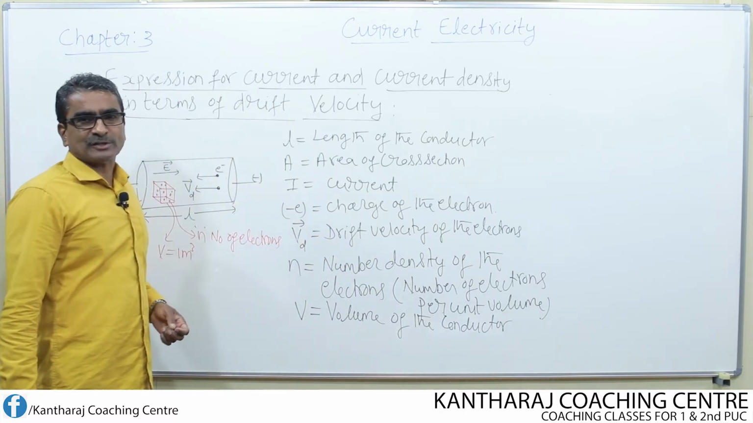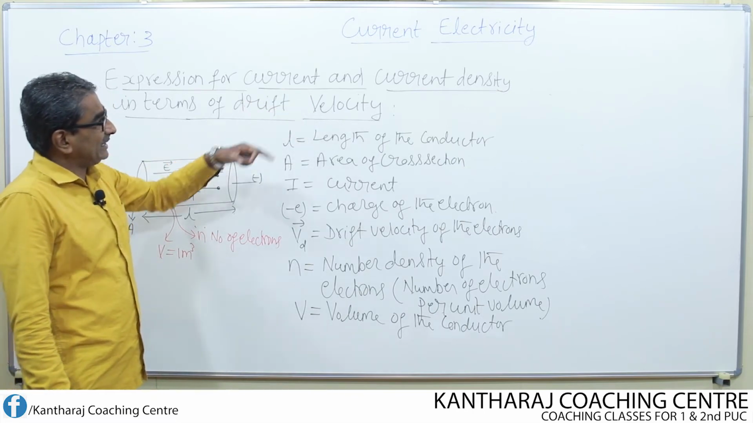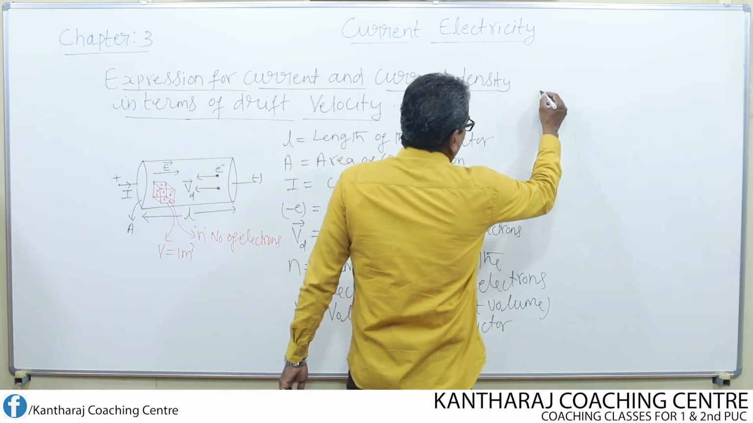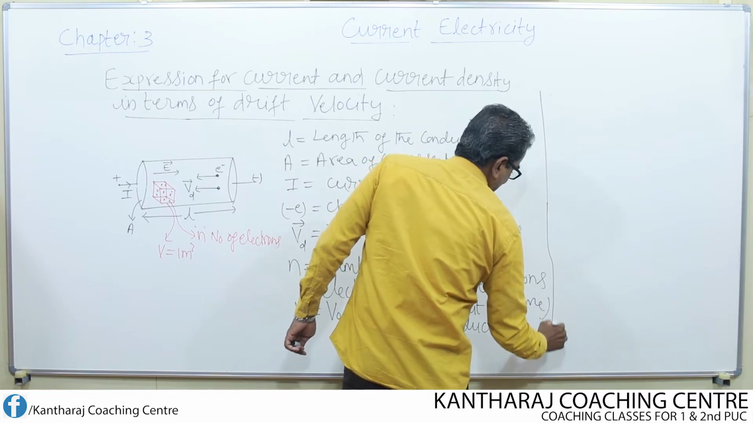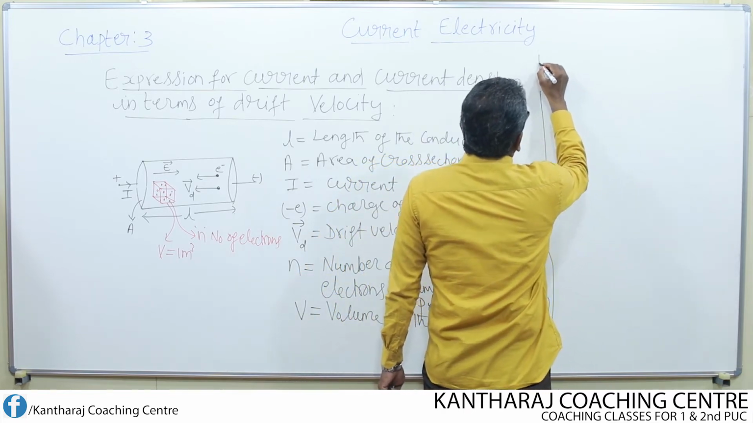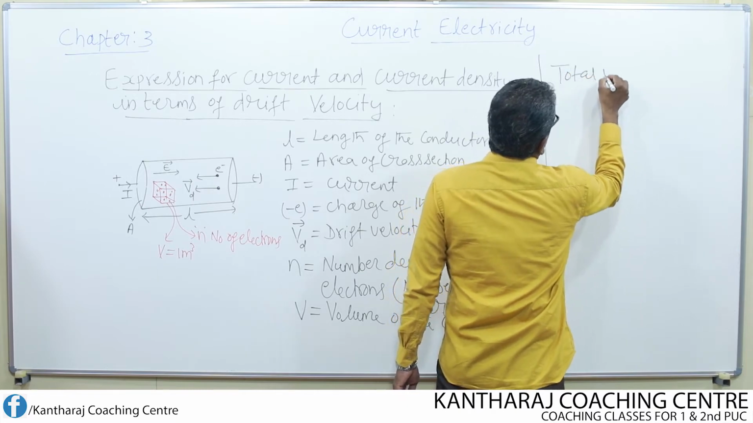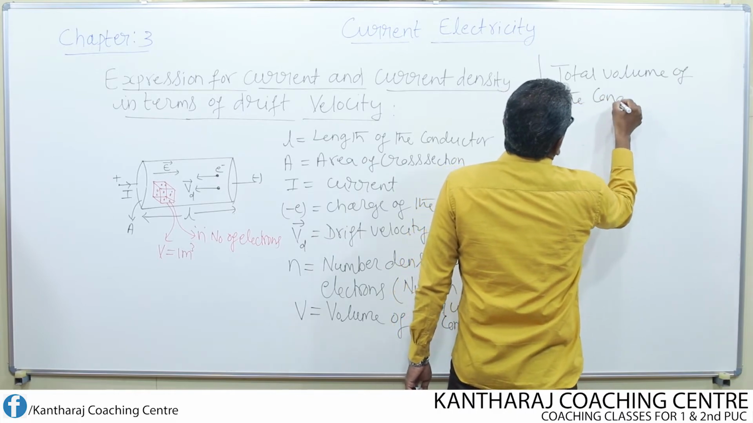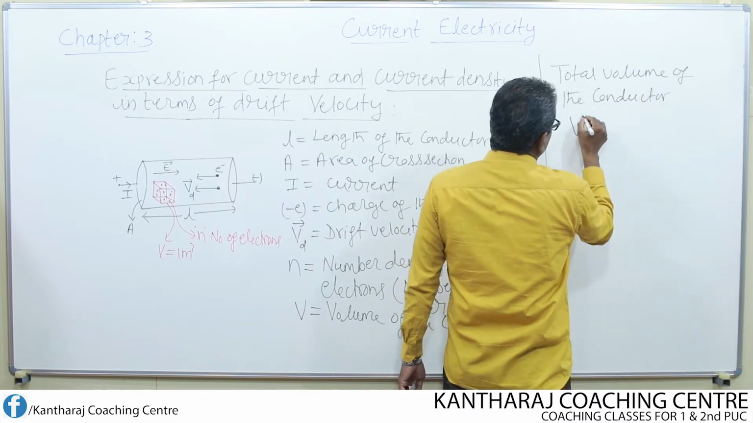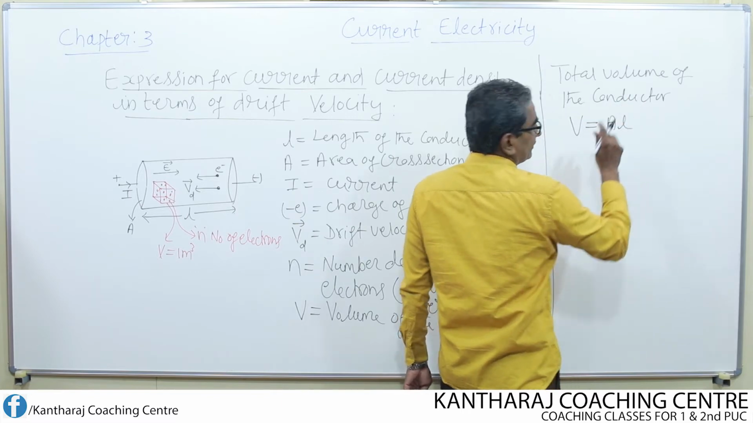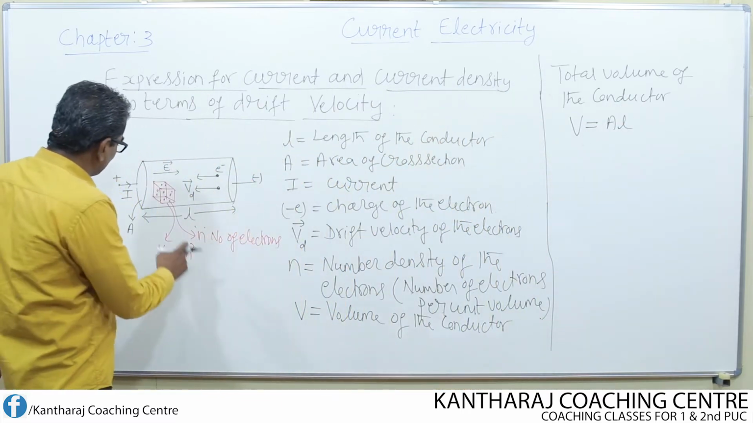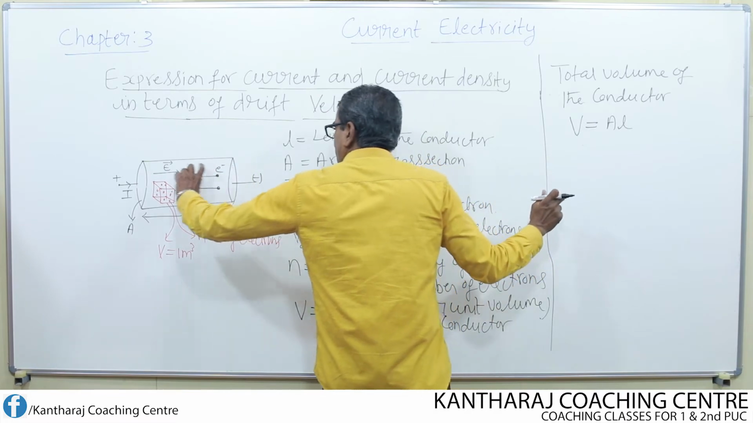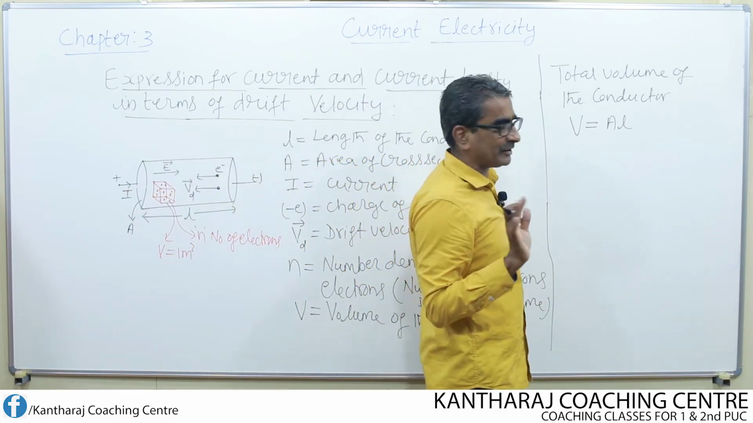Since we have to derive the expression for the current and current density in terms of velocity, I consider like this. What is the total volume of the conductor? Total volume of the conductor is nothing but V equal to A into L. If you multiply this length by area of cross section A, then it becomes the volume of the conductor. V is volume, not the potential difference.